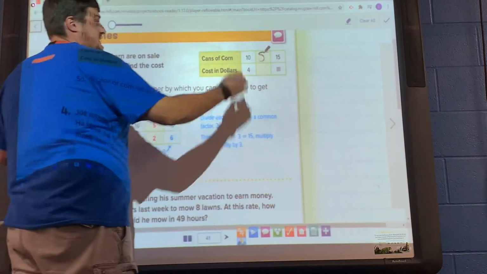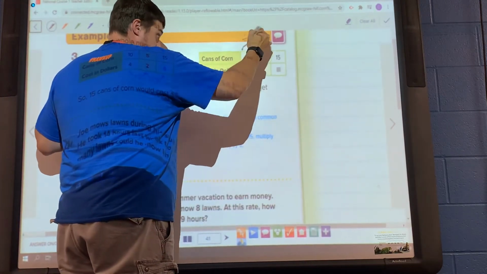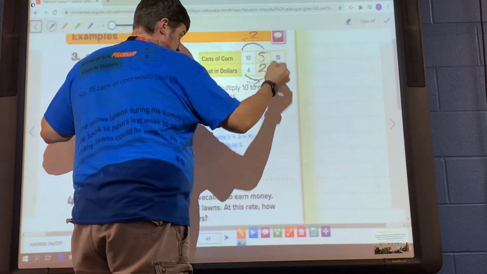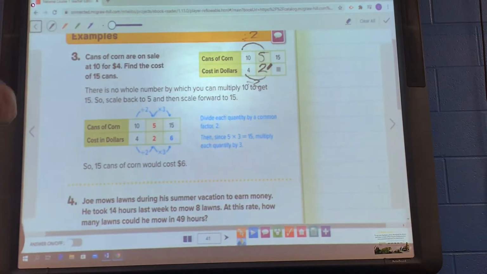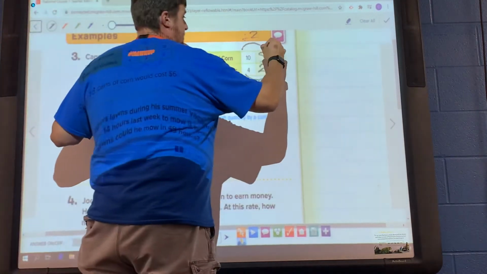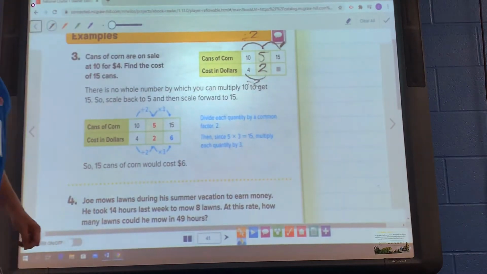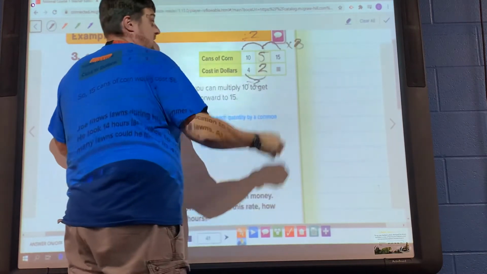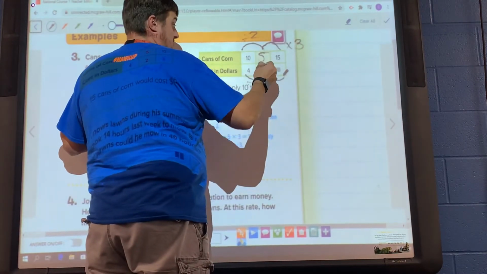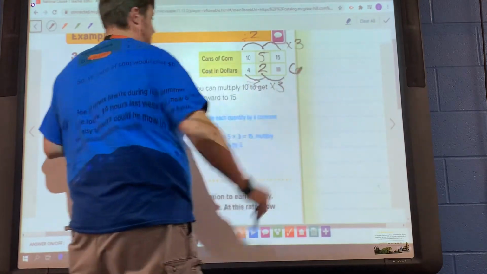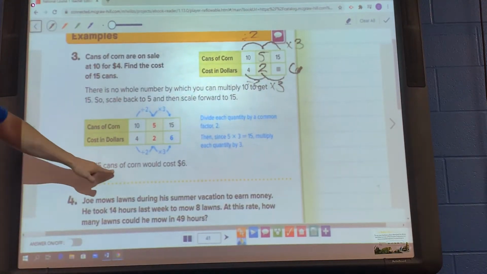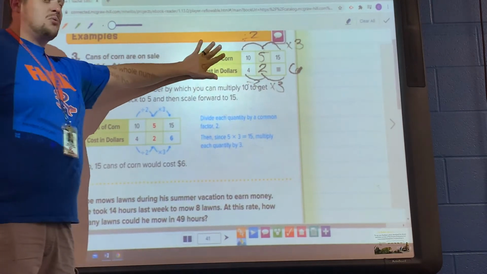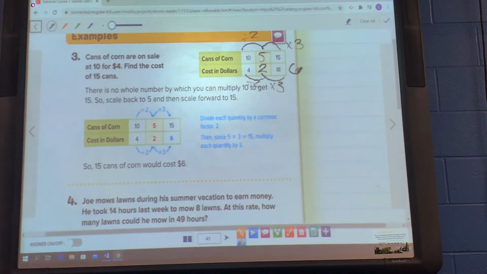So how did we get from 10 to 5? Well, we divided by 2. So we gotta do the same thing here. 4 divided by 2 would be 2. Now, we're doing something different because we have to go from 5 to 15. How did we get from 5 to 15? Well, we multiplied by 3. And whatever you do up here, you gotta do down here. So we're gonna do 2 times 3, so it would be 6. So 15 cans of corn will cost $6. That's how you would answer that. You fill in your table, and then you answer it out. You explain what it means.